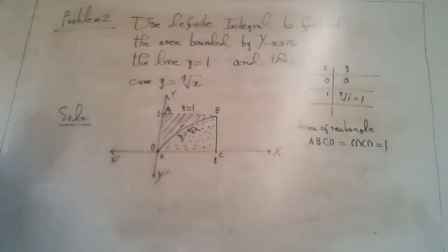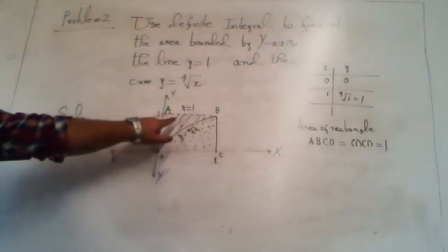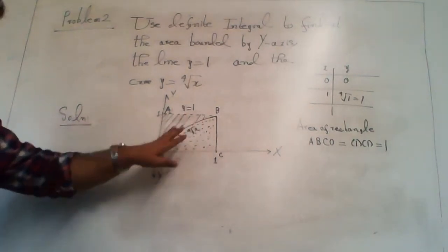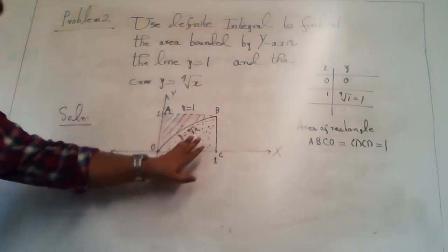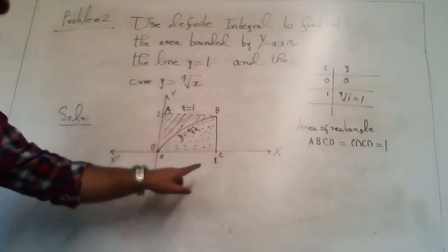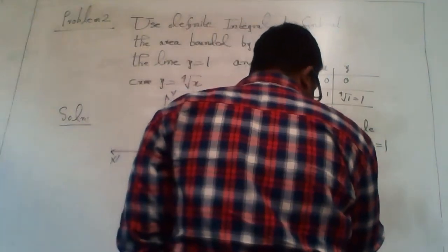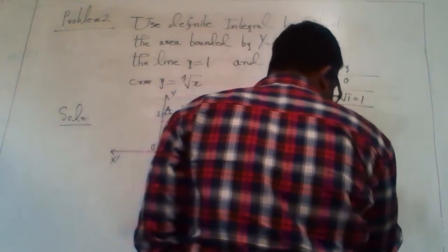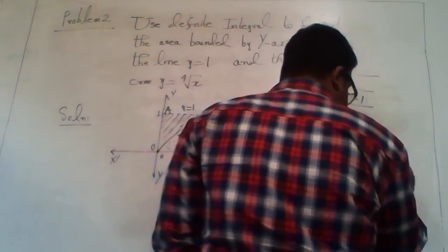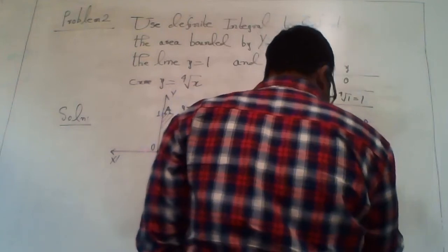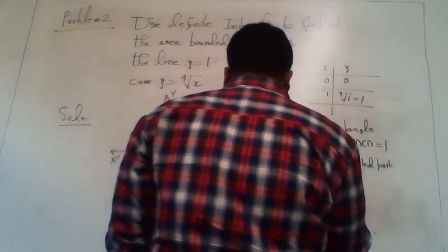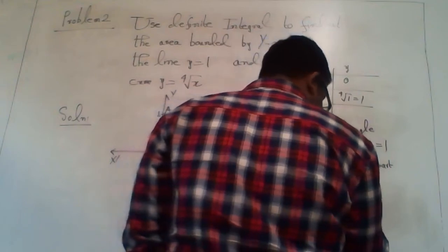So the area of this rectangle is 1. And what is the area of this dotted part? I can find the area of this dotted part just by integrating the function 4th root of x from 0 to 1. The area of the dotted part, that is OBC, is just the integral from 0 to 1 of 4th root of x dx.